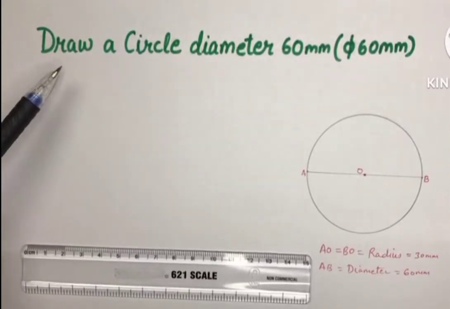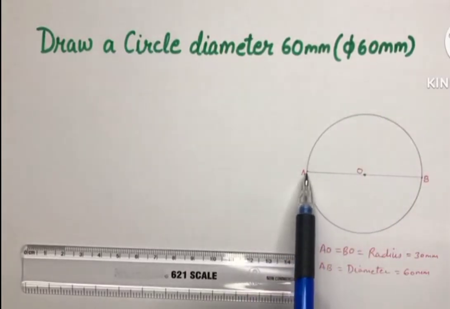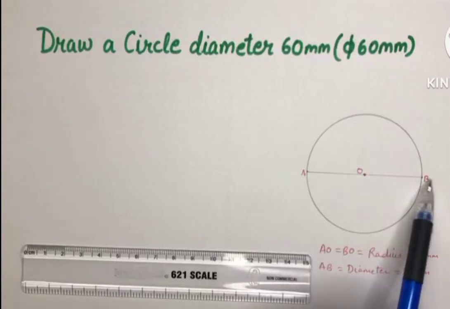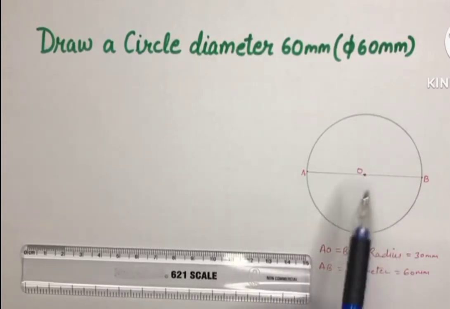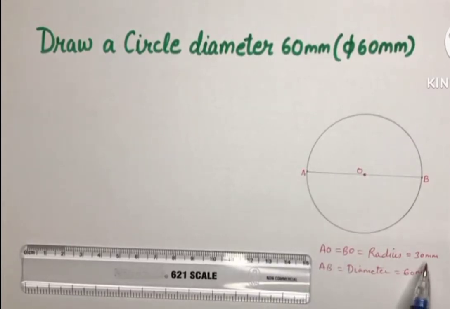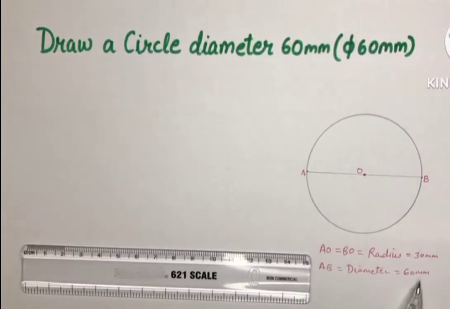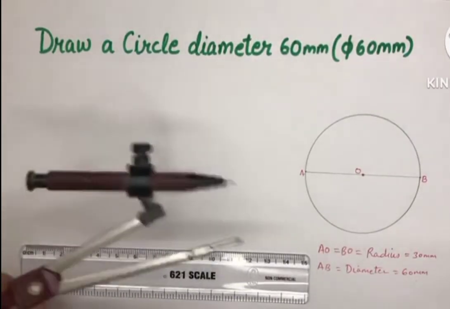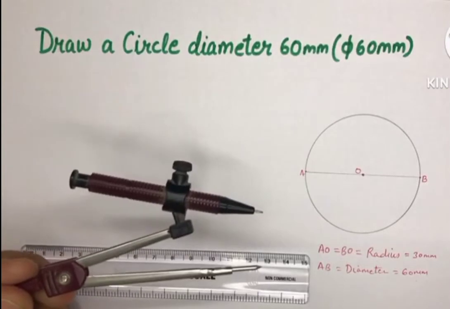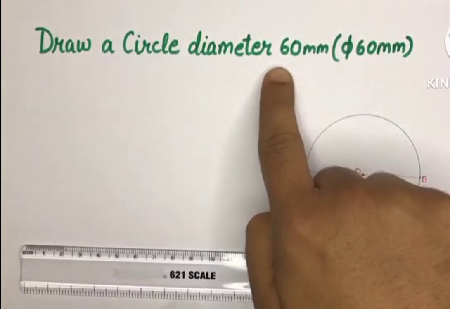Draw a circle diameter 60 millimeter. Here I have shown a circle with diameter AB 60 millimeter, center O. So from center O till A will be the radius 30 millimeter, and from A to B will be diameter 60 millimeter. Now by using a compass we will draw a circle taking radius 30 millimeter, that is half of diameter 60 mm.